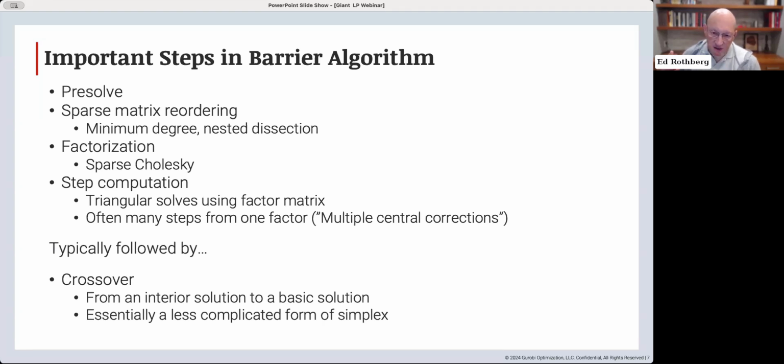So these are the steps of the barrier algorithm itself, and you do several iterations of barrier, you get an interior point solution. So you get an optimal solution that is very, very close to the optimal face. And typically, the barrier algorithm is followed by a crossover step, where you take this interior solution and you turn it into a basic solution, so a vertex solution. In the computation here, it's basically a less complicated version of simplex. It's simplex with a few steps essentially skipped.